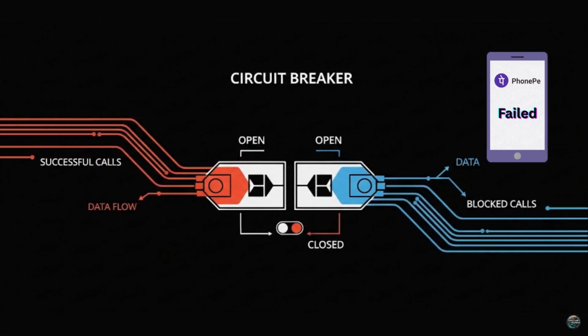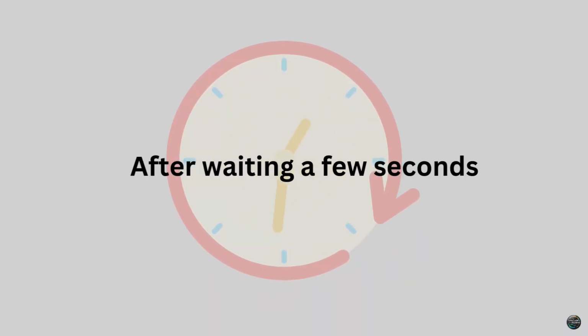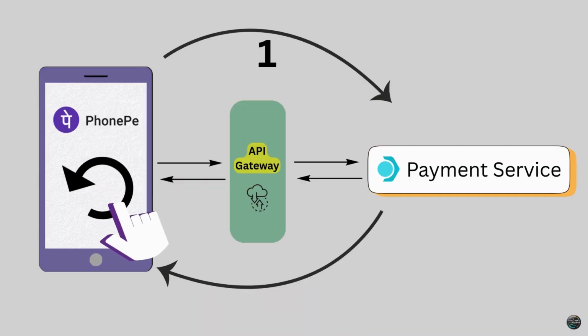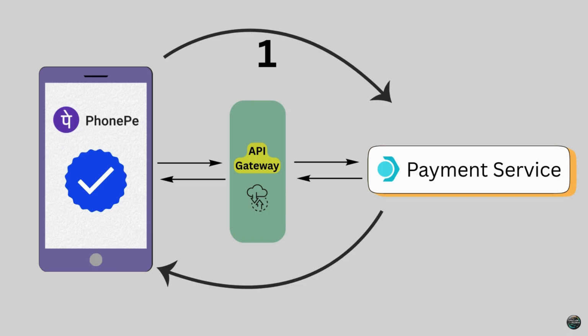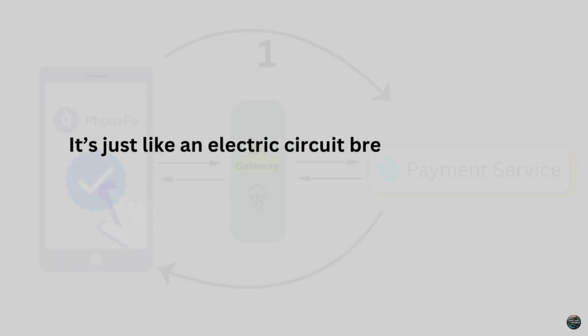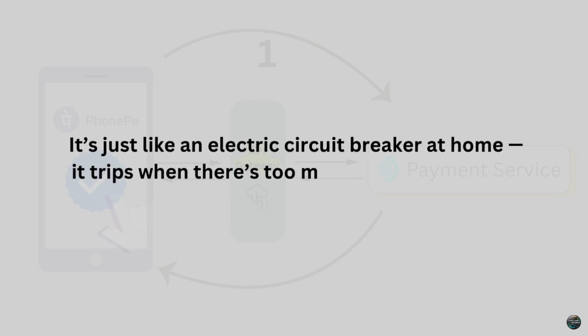A circuit breaker watches for repeated failures. If a service keeps failing, the breaker opens and blocks all future calls for some time. After waiting a few seconds, it tries one request. If it works, the circuit closes and traffic starts again. It's just like an electric circuit breaker at home. It trips when there is too much load, then resets.